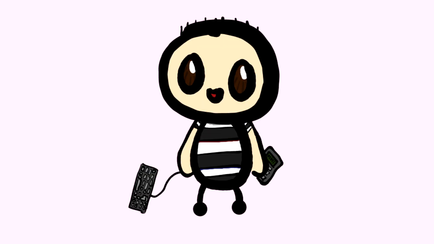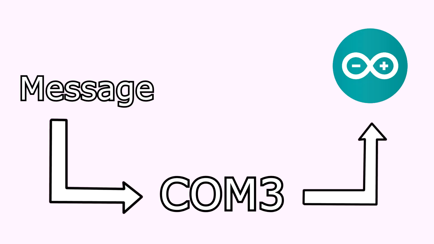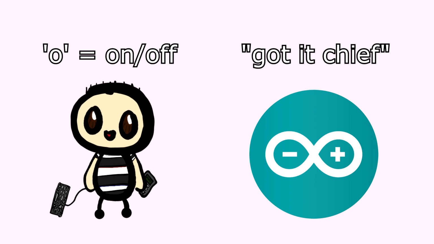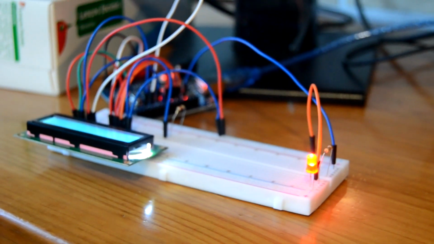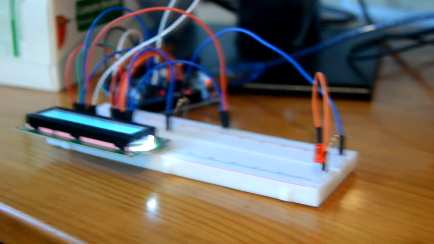So, in theory, if I send the letter O as a serial message for my third port, connect my Arduino to said port, and then say, hey, if you receive a message saying O, I want you to turn the LED on. And this is the result. So turn on, turn off, there we go. On, off, okay, that's good.